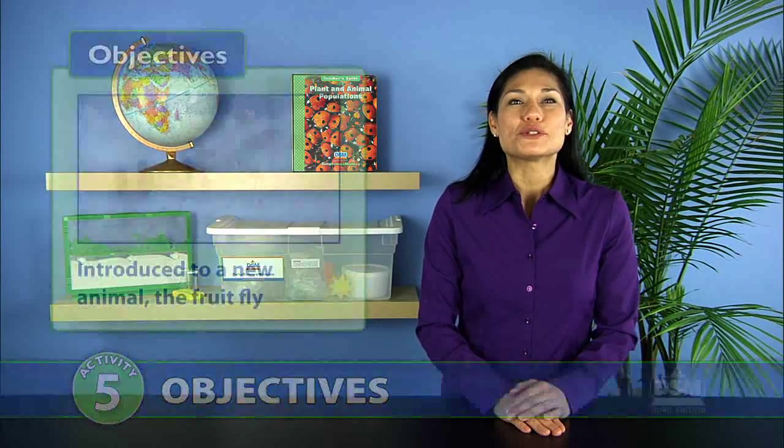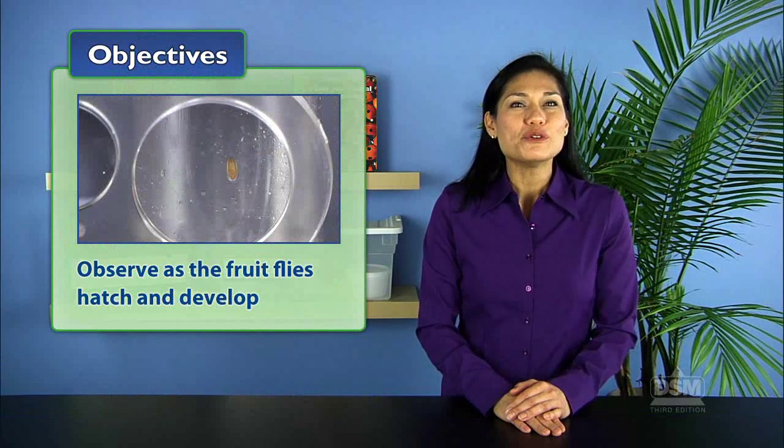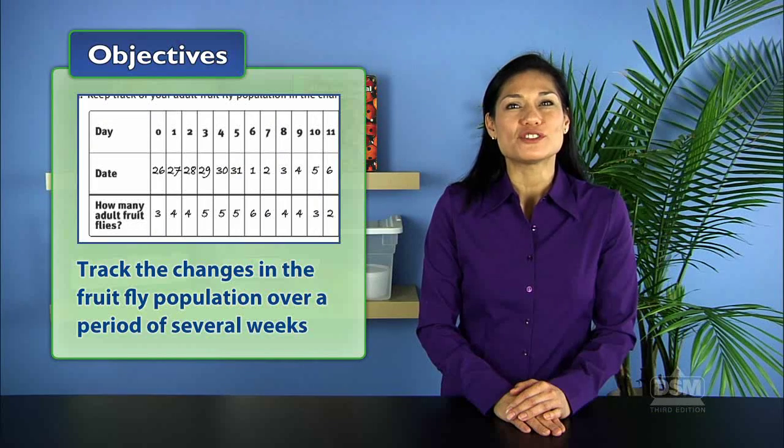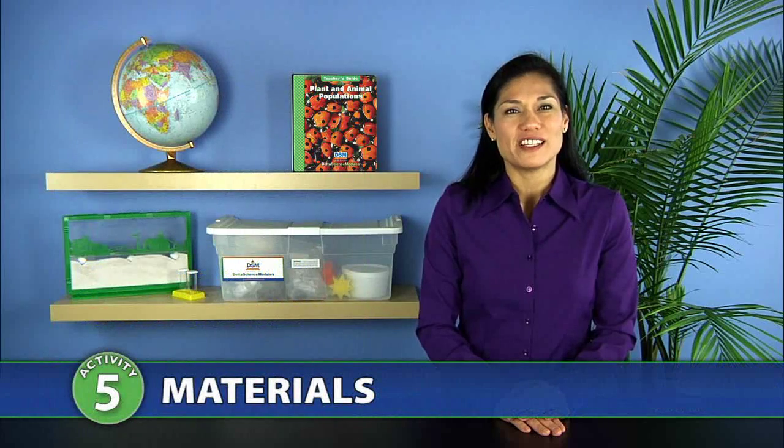In Activity 5, Fruit Flies, students are introduced to a new animal, the fruit fly. They observe as the fruit flies hatch and develop, then track the changes in the fruit fly population over a period of several weeks. You will need the following materials from the kit.